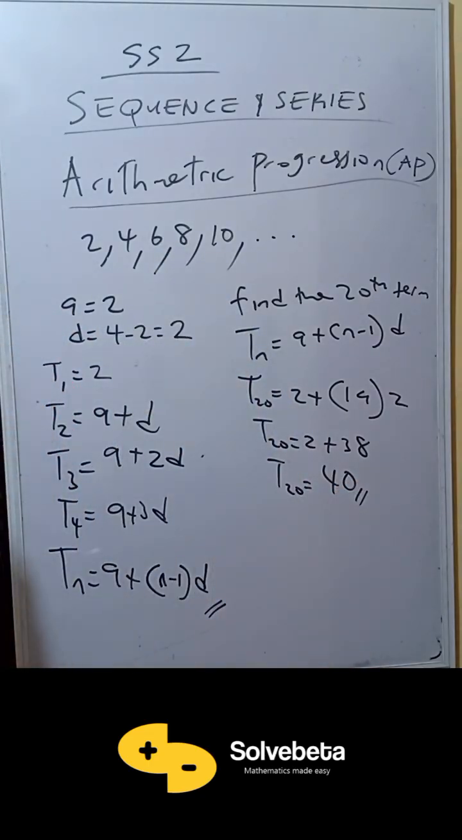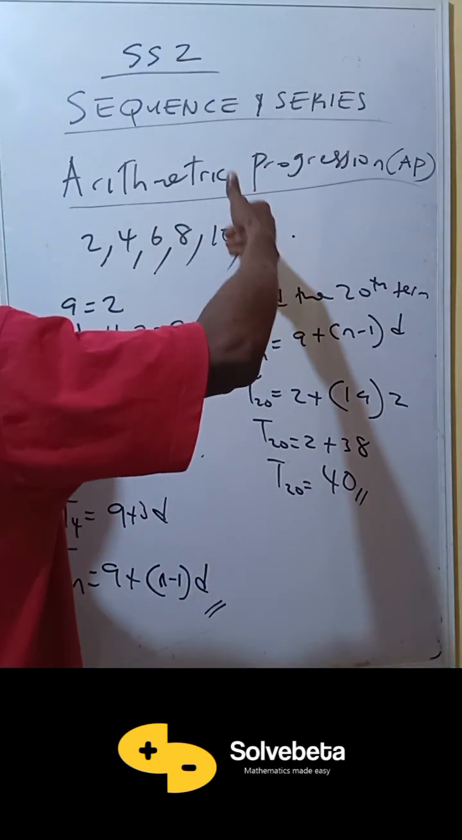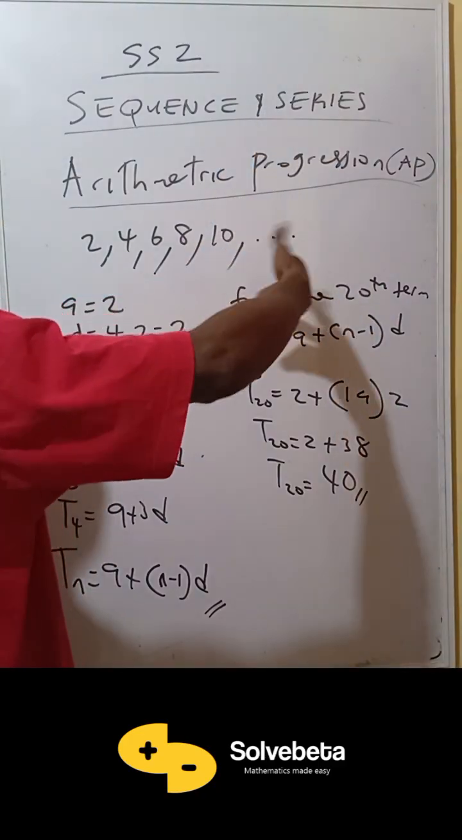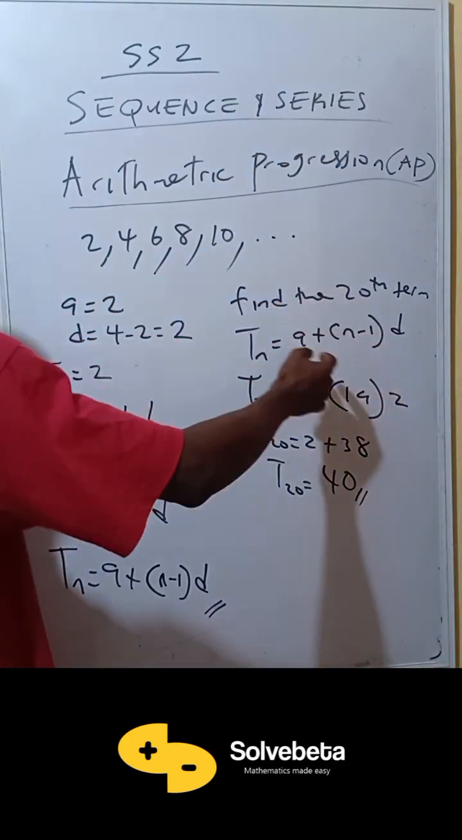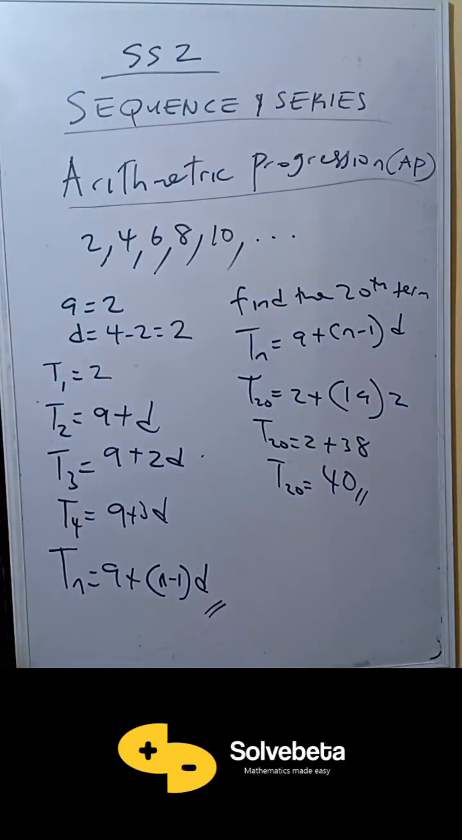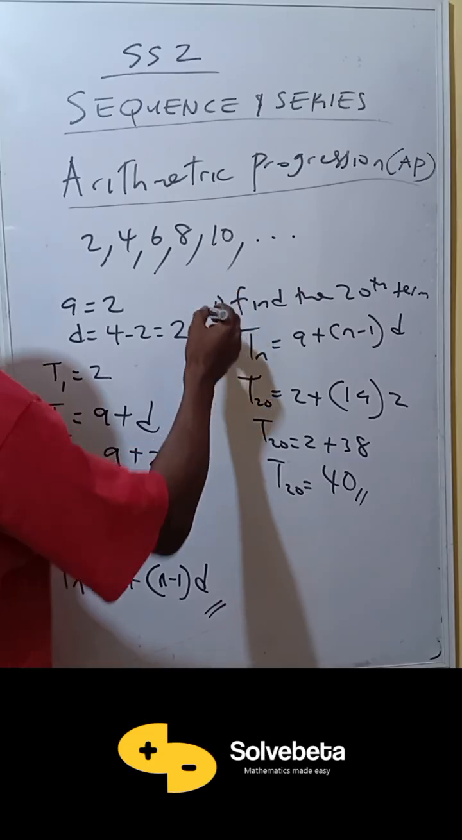You can try it. You can add 10, 12, 14. When you get to the 20th term, it will always be 40. This formula works.